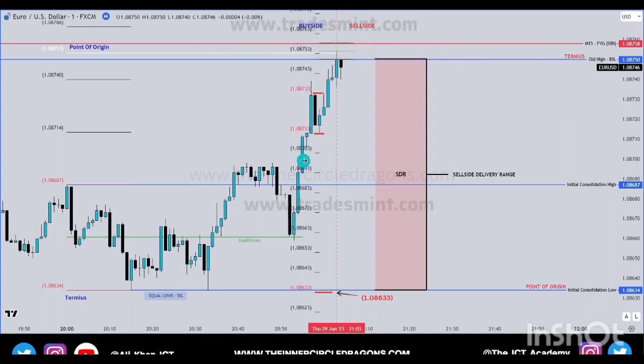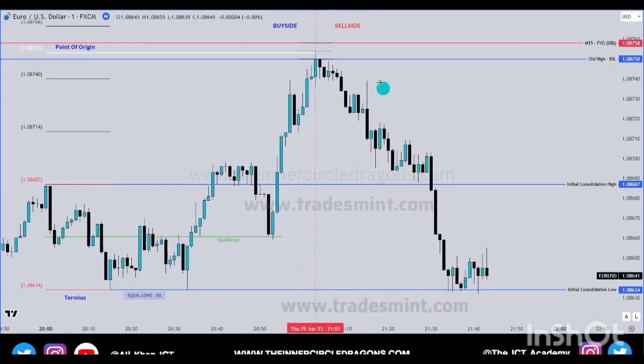If we project deviations lower, we get a deviation of 1.08633, again in close proximity to the last deviation, and again below the equal lows of the initial consolidation. So this again would be a suitable target.